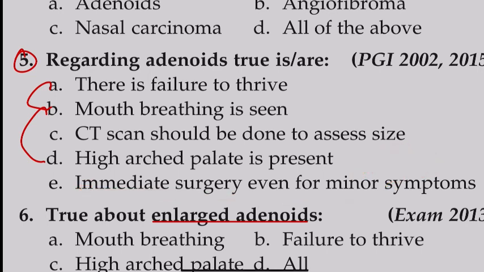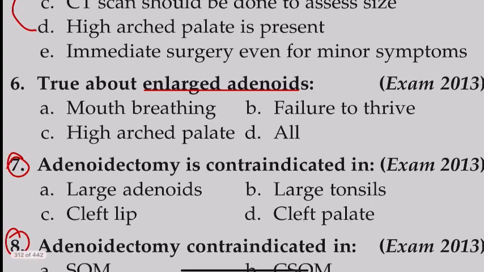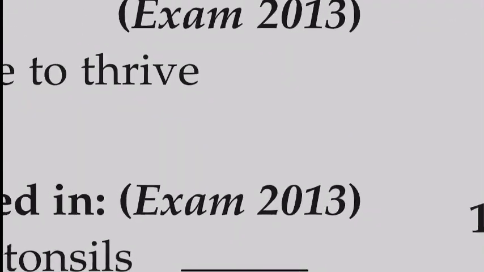Now talking about what is true about enlarged tonsil, enlarged adenoid. Mouth breathing is seen, yes. Failure to thrive is there. High-arch palate, yes, all of them. So here there is one important thing, the symptoms. Talk about the symptoms of enlarged adenoid.